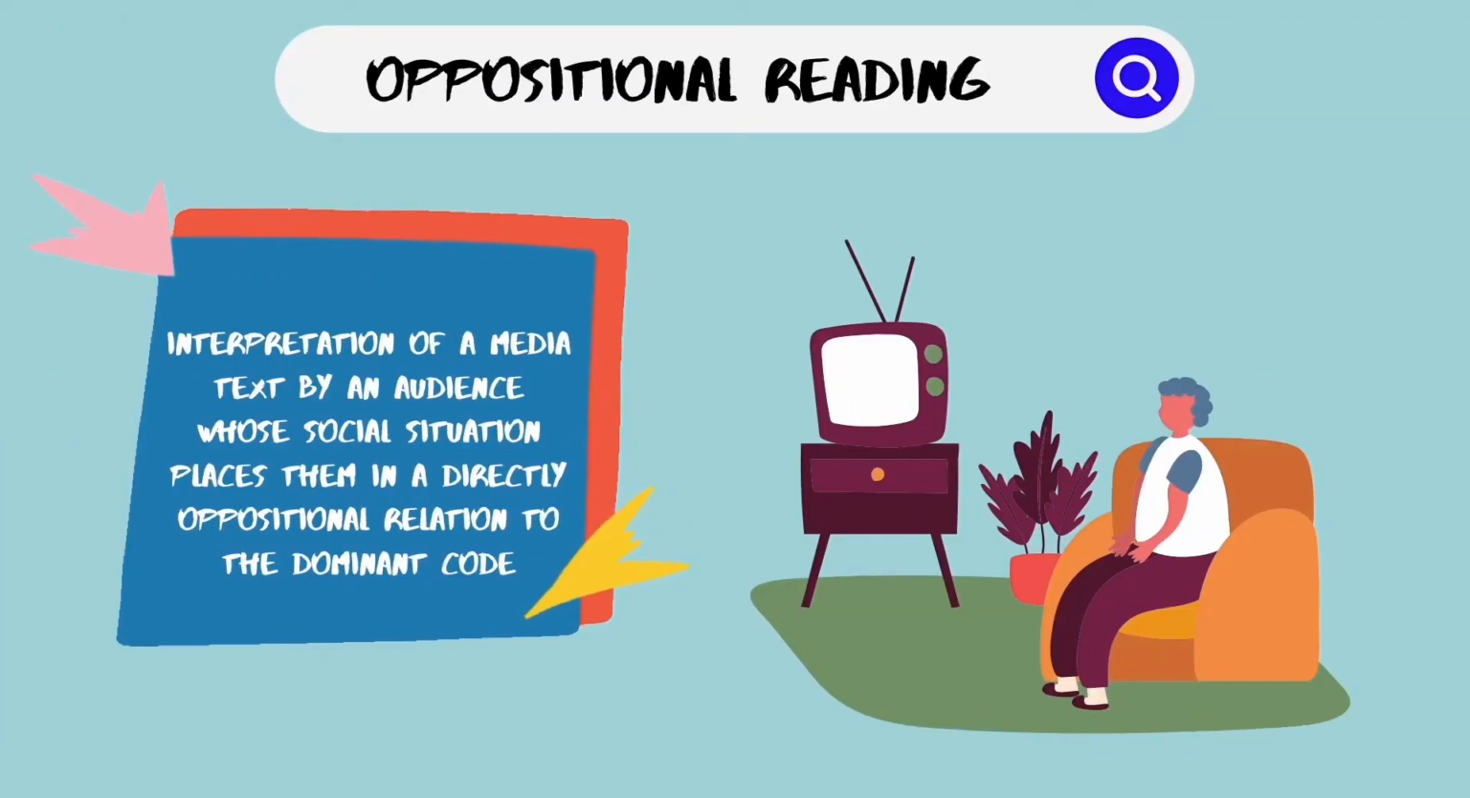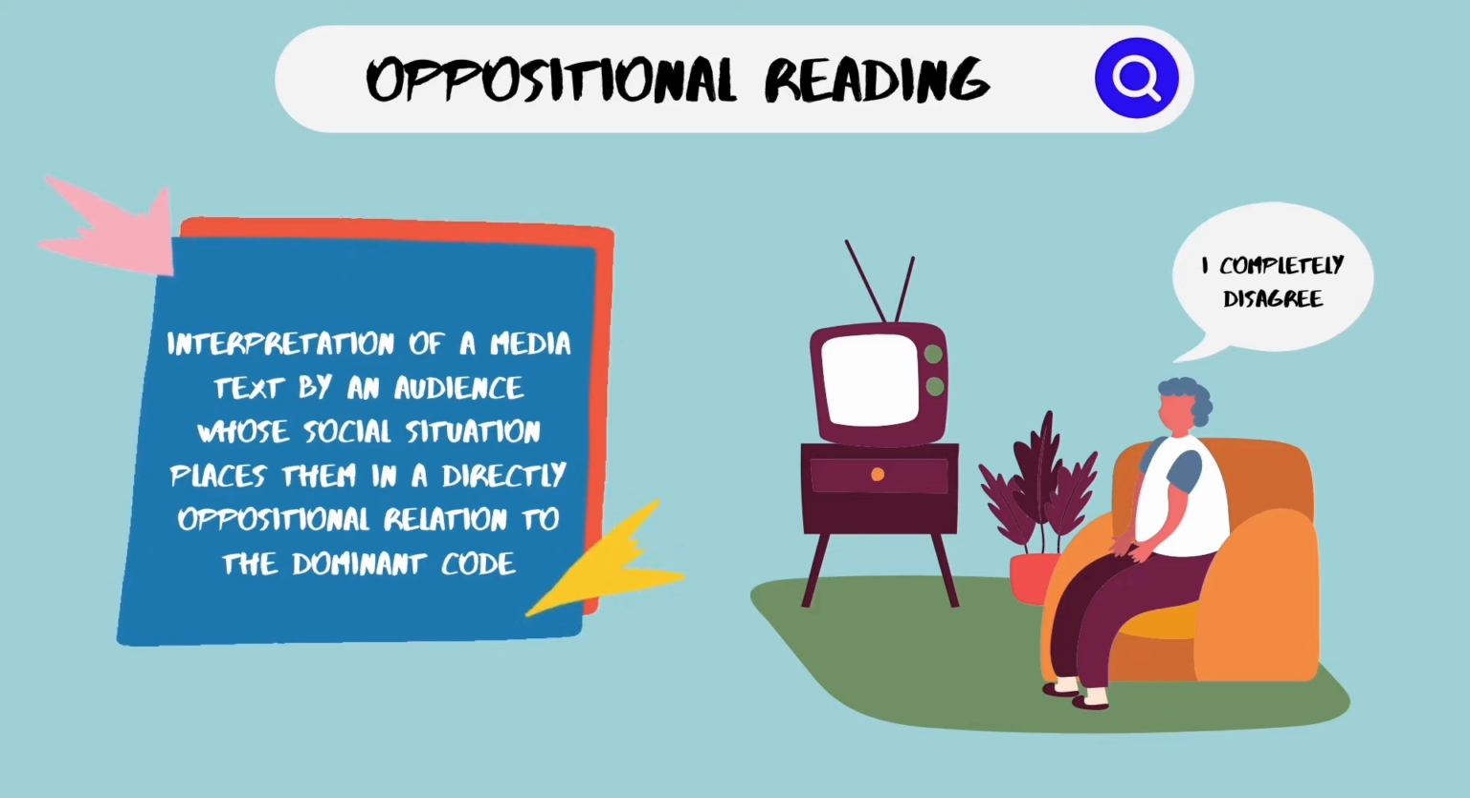Oppositional reading is the interpretation of a media text by an audience whose social situation places them in a directly oppositional relation to the dominant code, who understands the preferred reading but does not share the text code and rejects this reading. It is more like the receiver is decoding a different message.